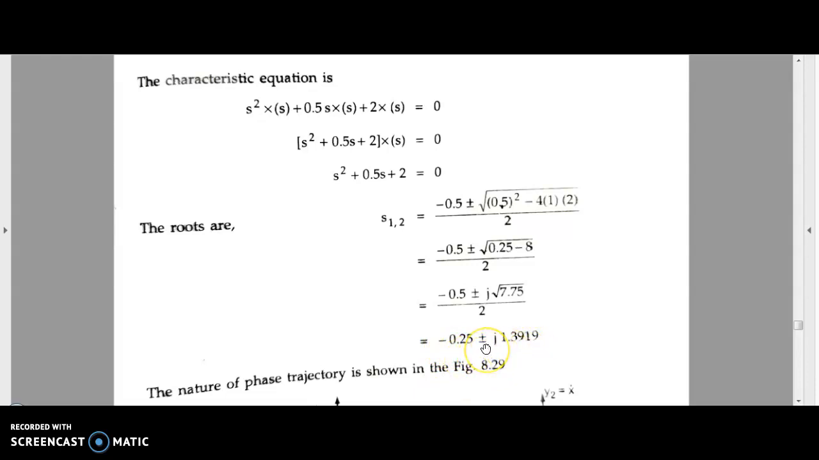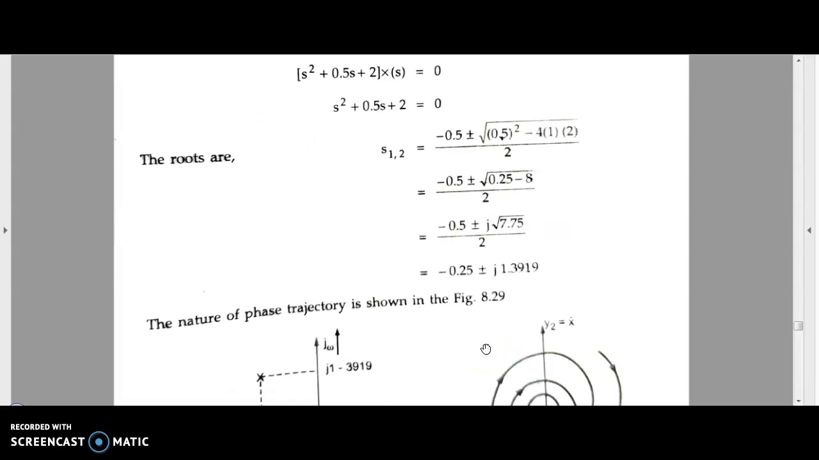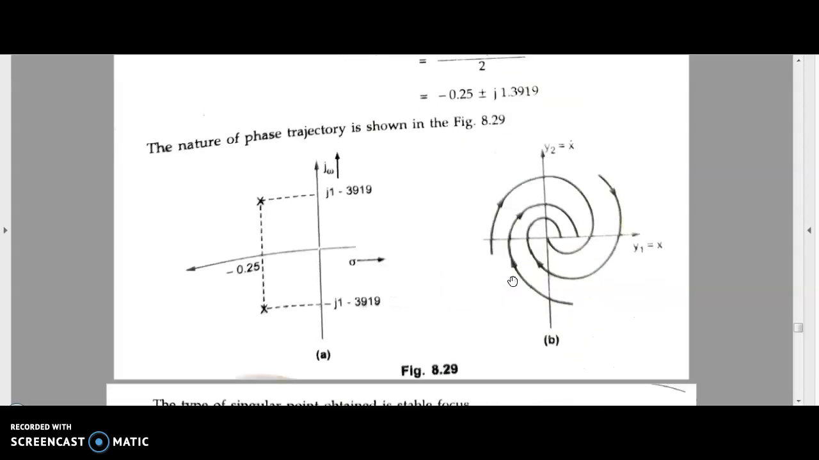So plot these poles, show the poles in the graph. See, -0.25 is the real value, and plus or minus j is the imaginary value. So place it in the graph here. -0.25 on the left side, and ±j1.39. So the poles exist on the left side of the graph, and the system is, left side means, stable. So for this stable system, draw the phase plane portrait.